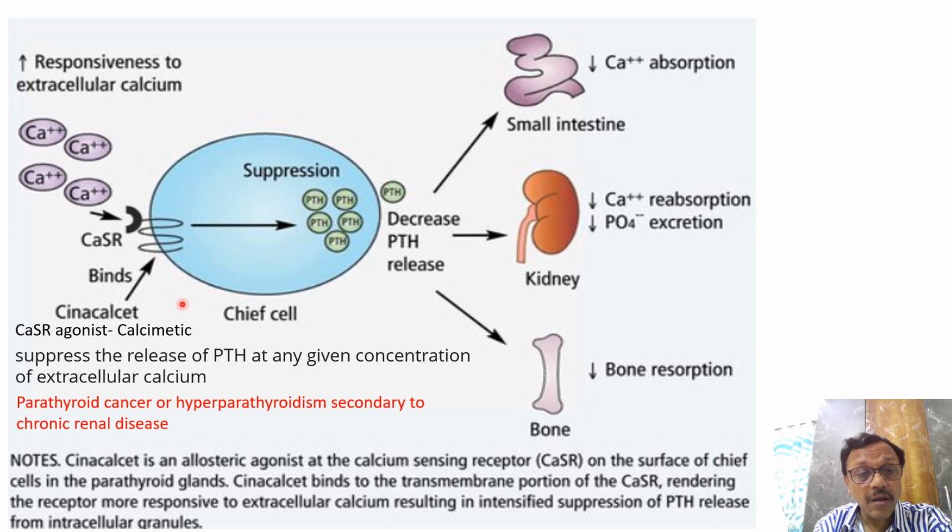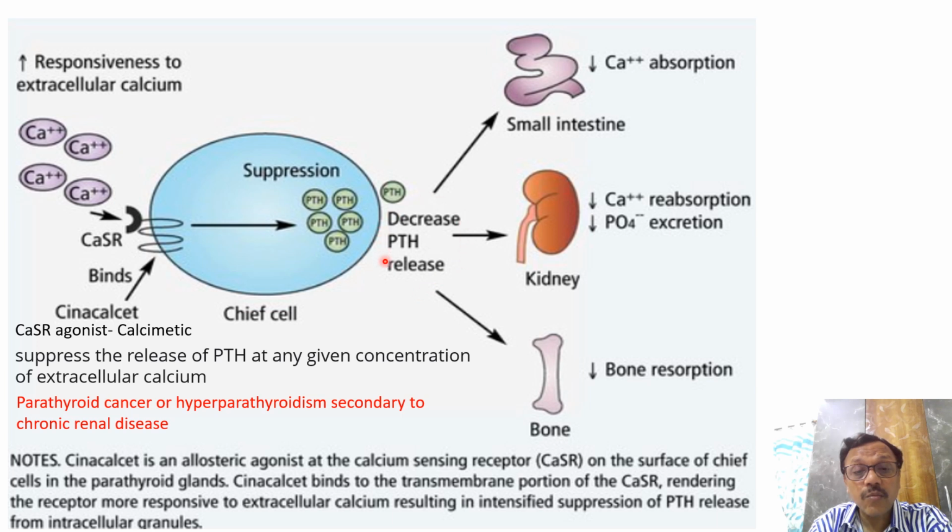So this drug binds to this receptor irrespective of the amount of calcium present in the plasma. Okay, even at a low level of extracellular calcium it is going to bind, or at a high level also it is going to bind. When the drug is bound to this receptor, there is a suppression of the parathyroid gland, decreasing the secretion of the parathyroid hormone.